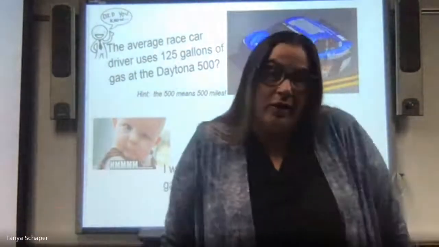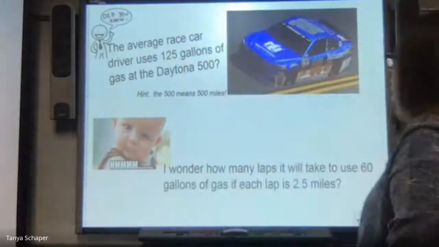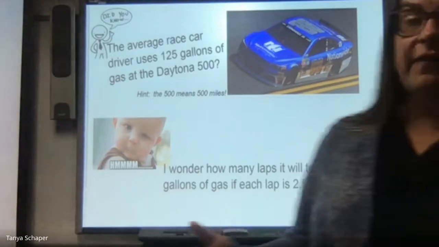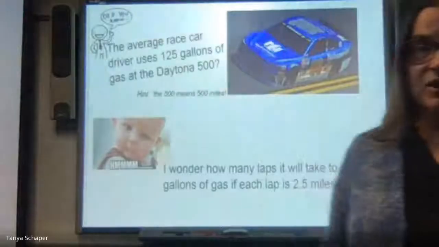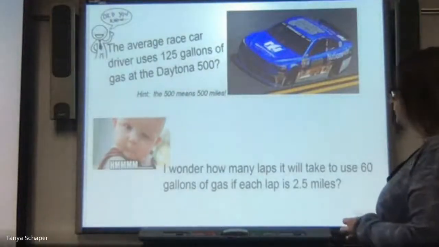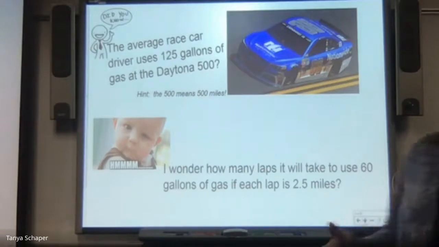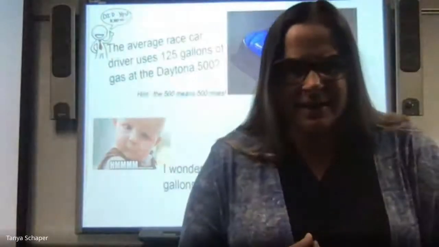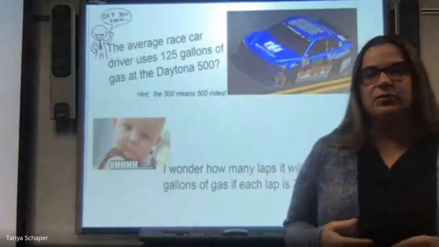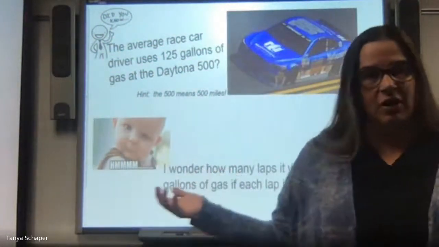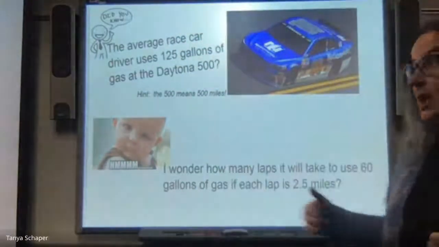Why is it important? How do we ever use this, right? So let's just take this for you NASCAR fans out there. The average race car driver uses 125 gallons of gas during the Daytona 500. We want to know about how many laps it will take to use 60 gallons of gas if each lap is 2.5 miles. That's a lot of information we have to seek through. So when we're working through problems like this, we need to be able to solve equations, okay? So we'll come back to this later.